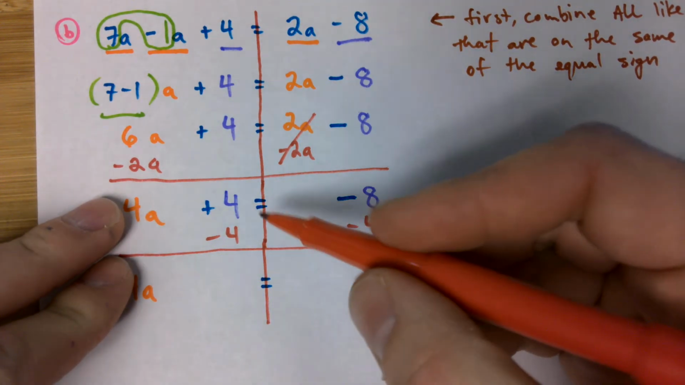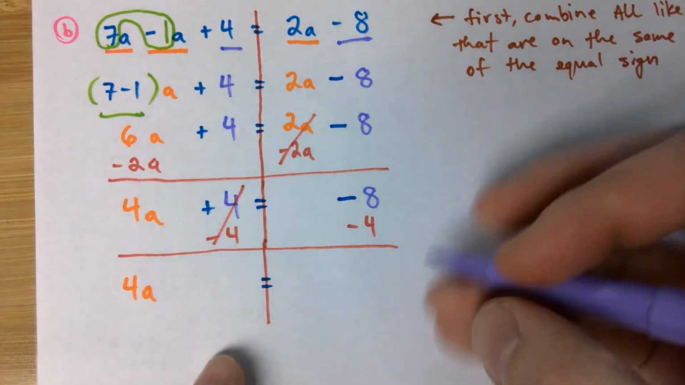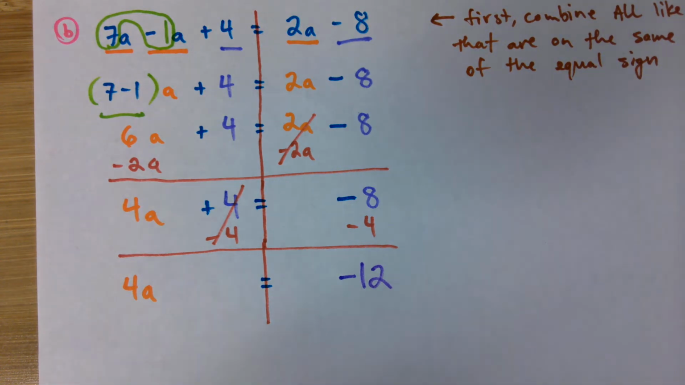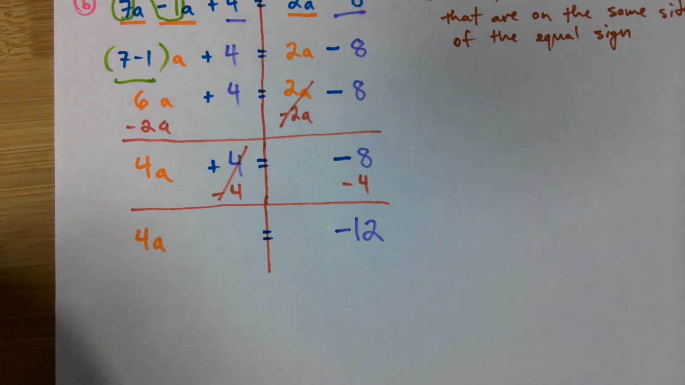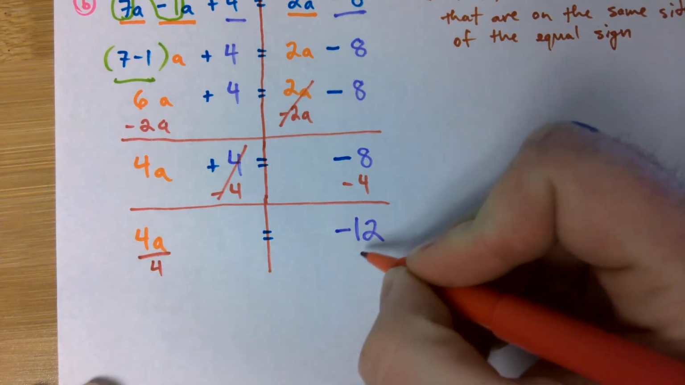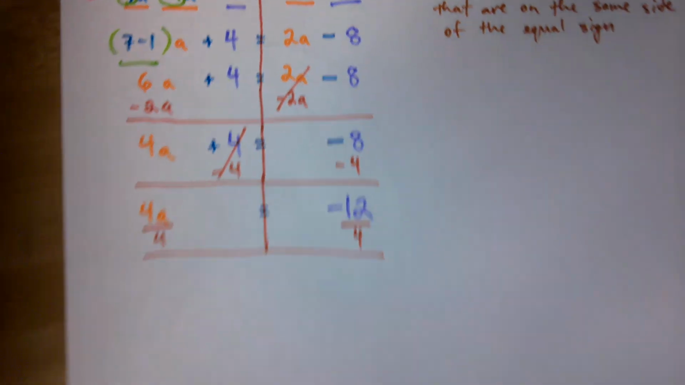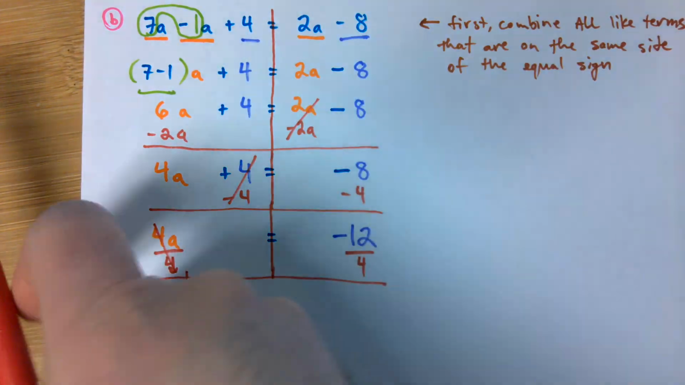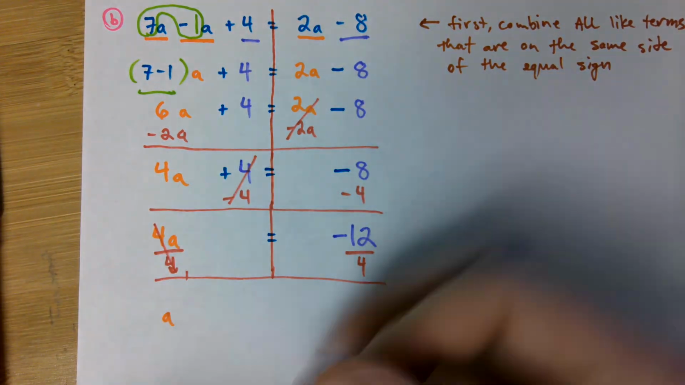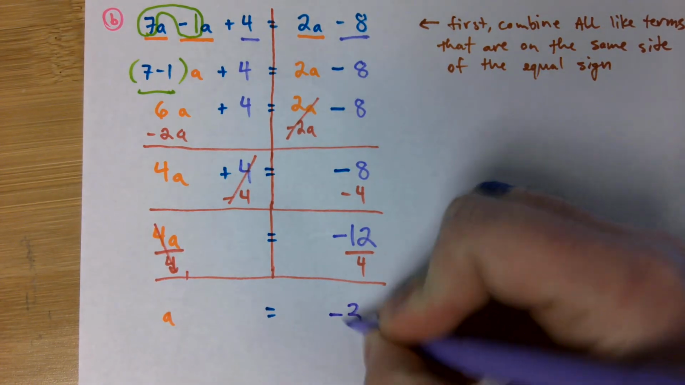Yeah. 4 minus 4 cancels out, giving us 0. Negative 8 minus 4 gives us what? Negative 12, right? Now, final step is to do what to both sides? Divide both sides by 4. Okay. I would love to answer any questions you have because this is kind of a long process. 4 over 4 cancels to 1. A is equal to negative 3.